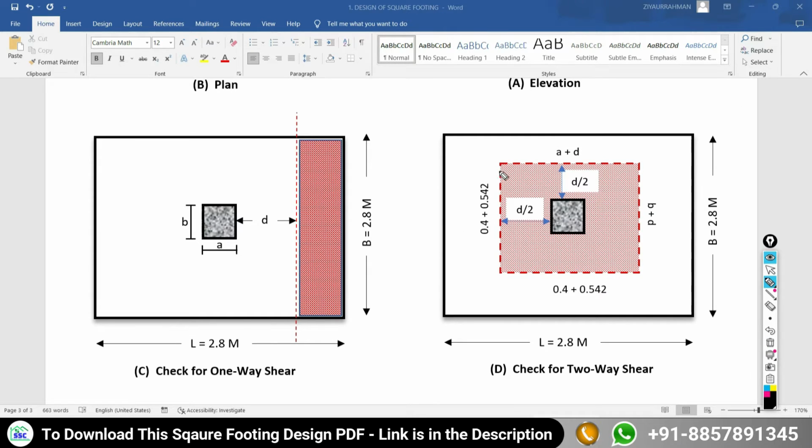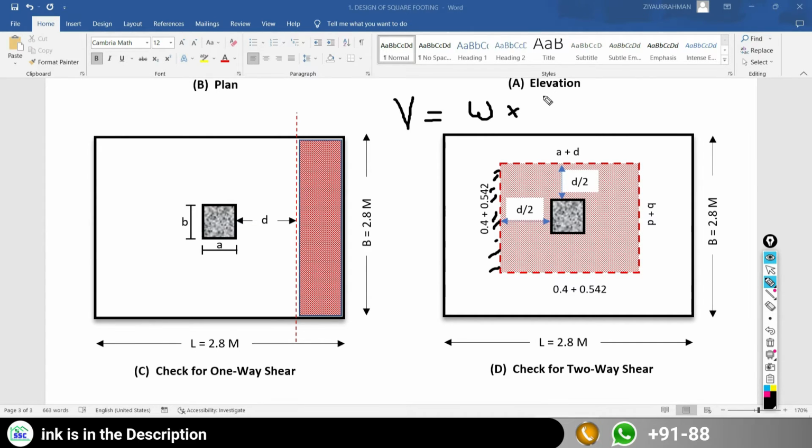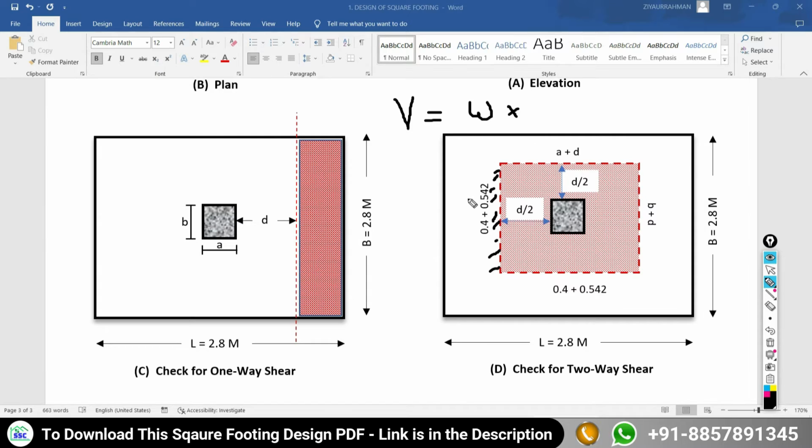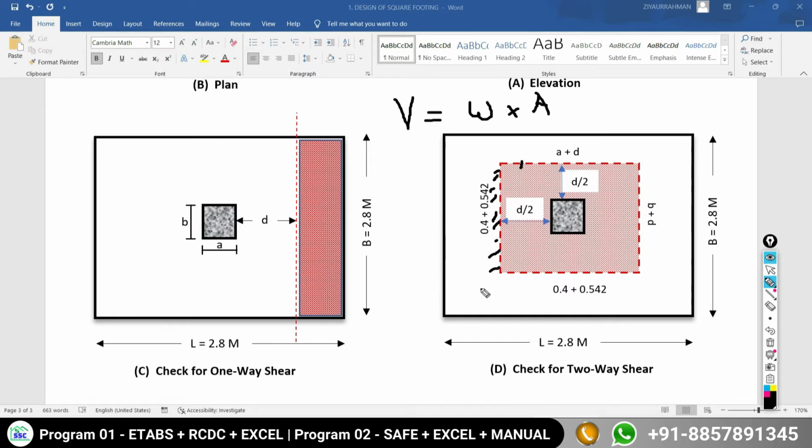So if I want to find out the shear force at this critical section, what I need to do is, the formula will become shear force equal to upward soil pressure multiplied by the area. What area do you have to put here? Area will be equal to your total area minus this internal area. Total area minus this internal area, so you will get this remaining area.